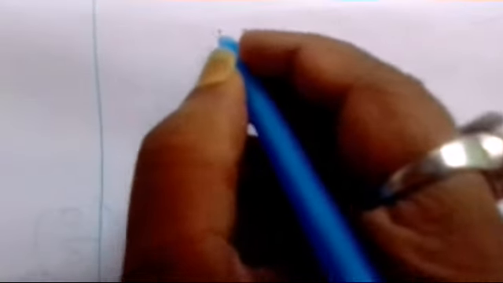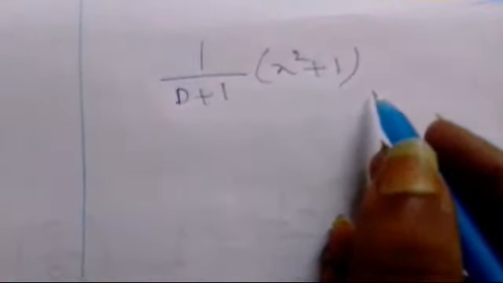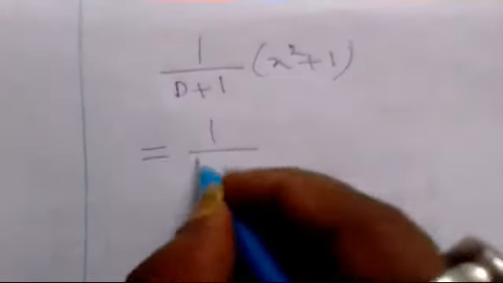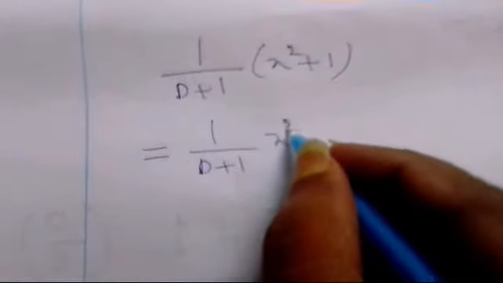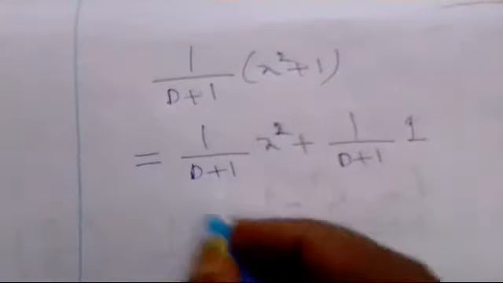Let's watch. To understand the particular integral easily, let's start with a problem. Suppose 1 by D plus 1 is operated on x square plus 1. How to solve this problem? At first, in these cases we can take it this way: 1 by D plus 1 of x square and 1 by D plus 1 operated on 1, and separately we can find these two results.